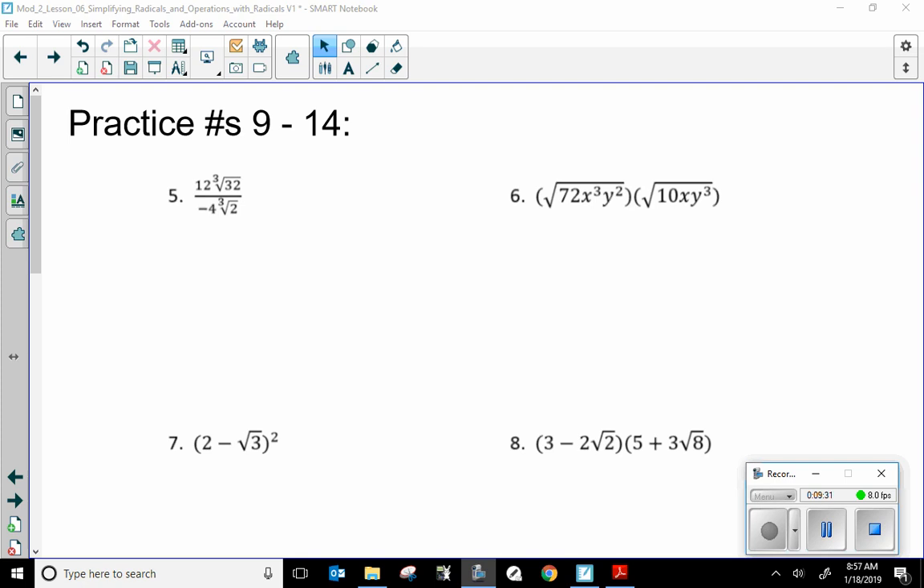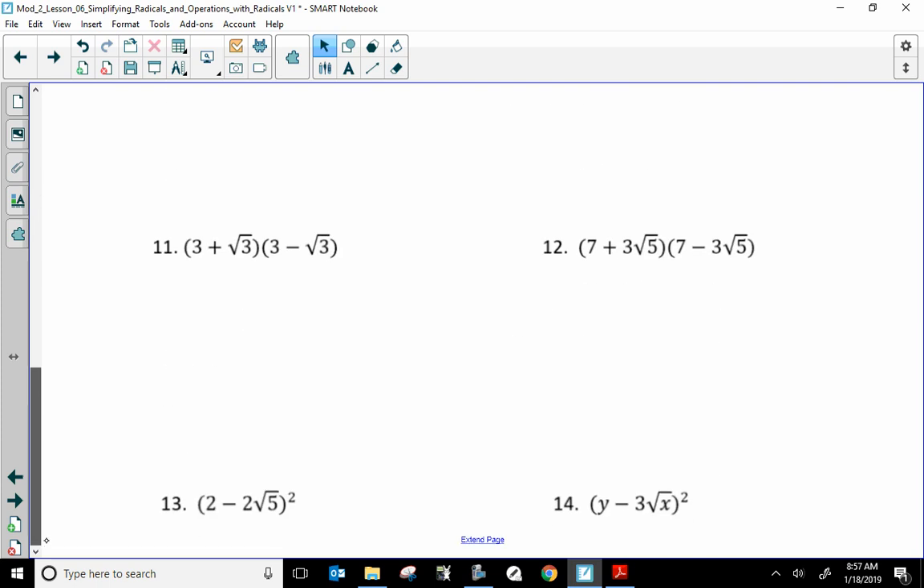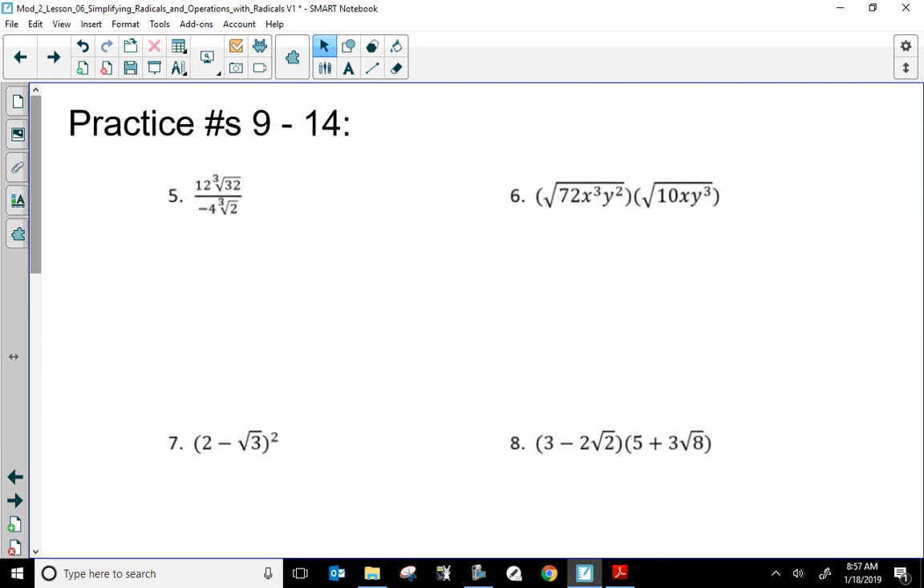All right, 9 through 14 are going to be practice numbers, although I have 5 through 14 here. Interesting. So I'm just going to start to rip through some of these. I would like you to try these on your own. And I'm just going to rip through some of these so that you get answers, okay?